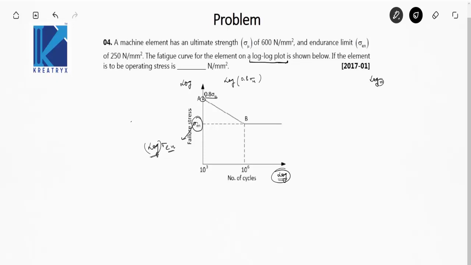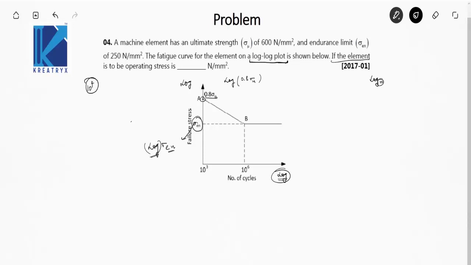So let's read the question. I guess this is an incomplete question, so I'll read the complete question for you. It says that if the element is designed for a finite life of 10 raised to the power 4 cycles, the maximum amplitude of a completely reversed operating stress is. So for 10 raised to the power 4 cycles, you have to find the amplitude of a completely reversed stress.